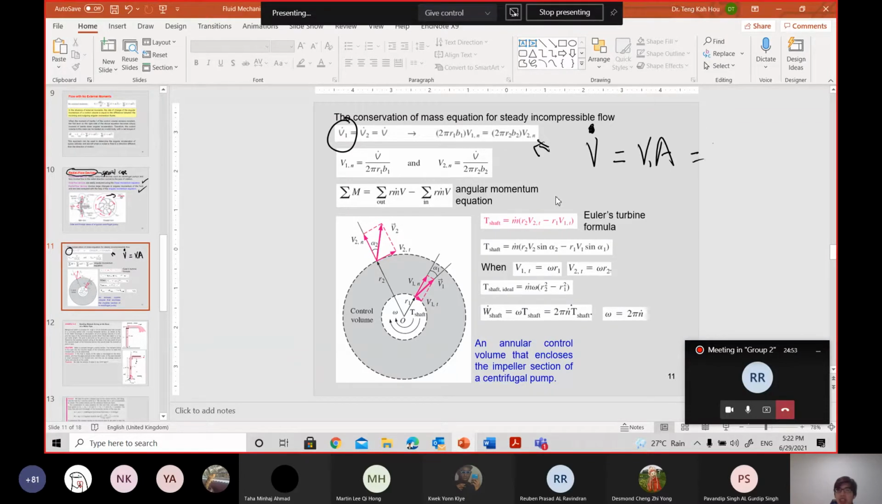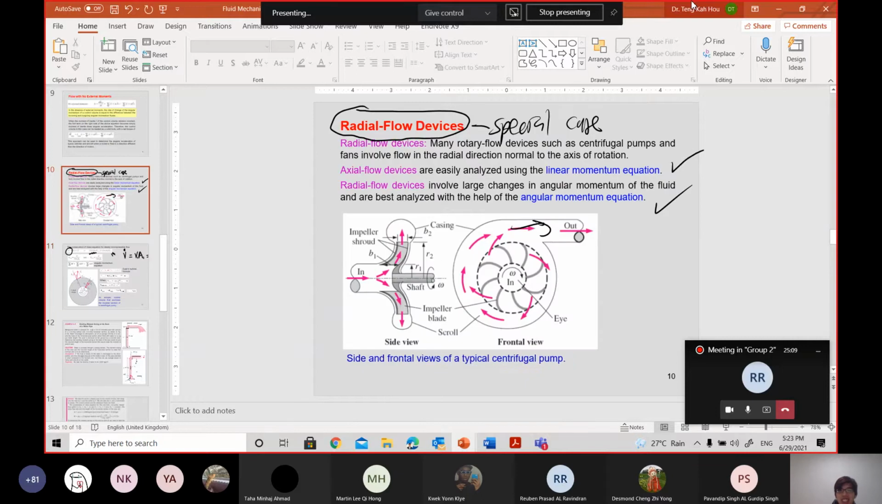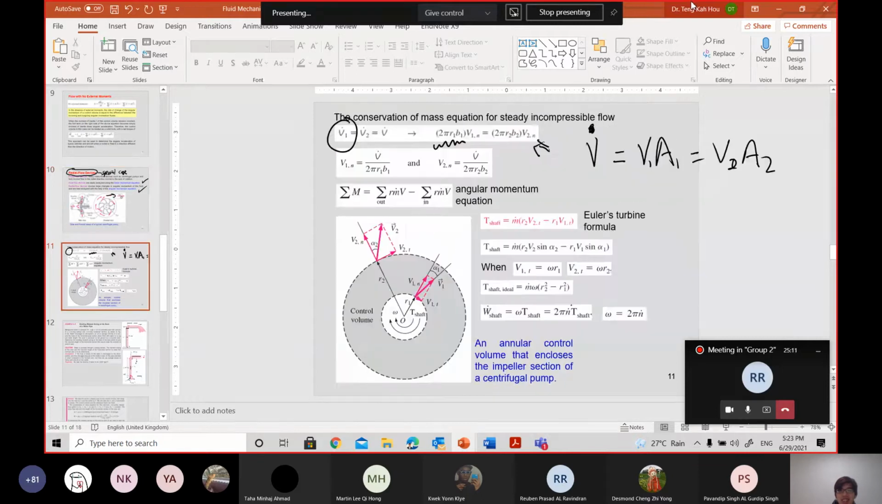So the question would be, of course, the velocity is velocity of 1 and velocity of 2. But what kind of cross-sectional area do you need to consider over here? Why is it 2 pi r b1? Anyone have gone through this? Can you share your thoughts? It is 2 pi r1 b1 in this case.